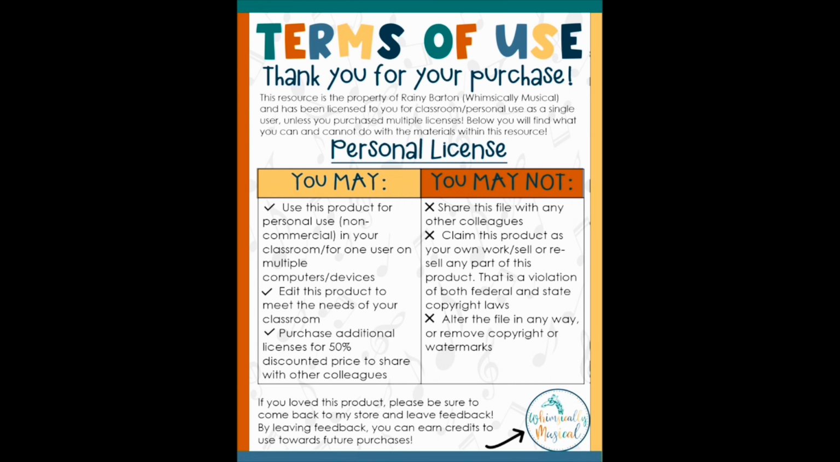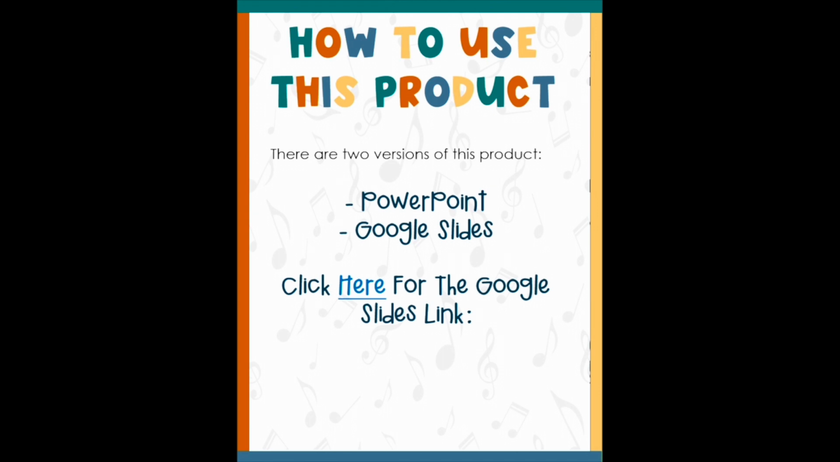Okay, so after this, I have how to use this product. This is only if I made a PowerPoint product and I have a Google Slides version as well. It'll say there are 2 versions of this product, PowerPoint and Google Slides. Click here for the Google Slides link. Some people also like to explain how their product works in the README, but I've learned that I don't do that. And I call it README because people are not just going to read terms of use. They'll read README because they'll think they need to. So I've titled it README.